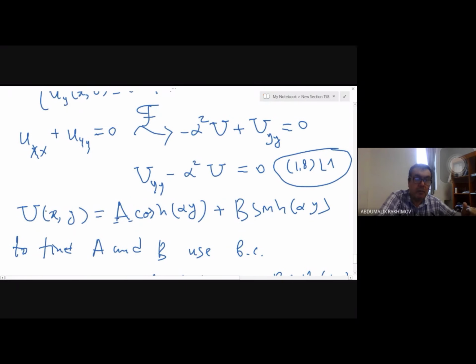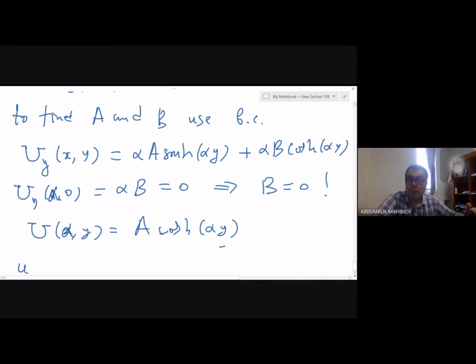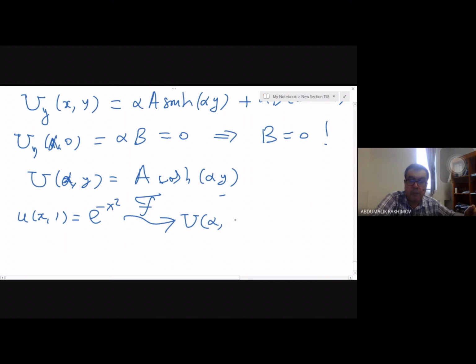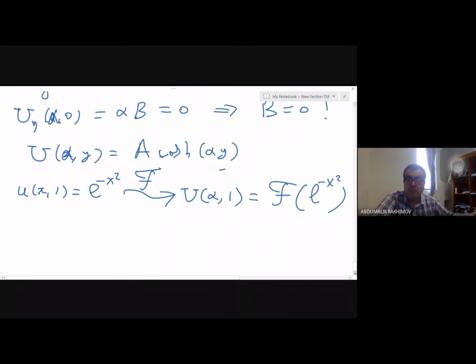U capital is a function of alpha because we transformed it already. Our condition is u(x,1) is equal to exponential minus x squared. Then what will be the Fourier transformation of this? u changes to U capital, x changes to alpha, y is 1, so 1 stays 1. So it equals the transformation of exponential minus x squared. We need to find the transformation of this function.